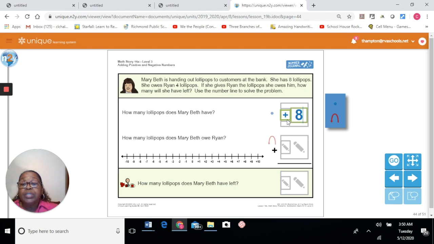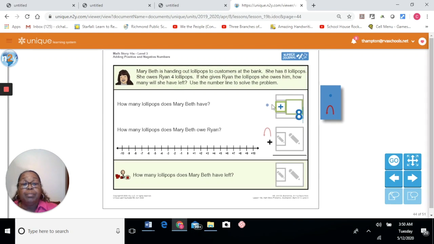She owes, how many lollipops does Mary Beth owe Ryan? Well, she owes Ryan 4 lollipops. If she owes him something you have, the opposite of it is what you owe. And if that's the opposite, then it's a negative. And that is going to be a negative what? A negative 4.